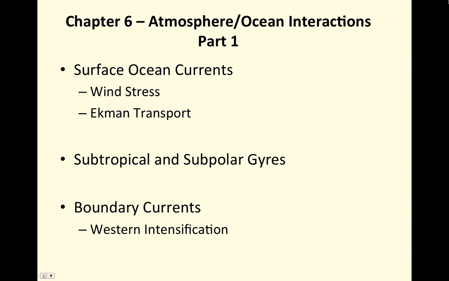Chapter 6, Atmosphere and Ocean Interactions, Part 1. First, we'll start by looking at surface ocean currents, how they're driven by wind stress, something called Ekman transport. Then we'll look at subtropical and subpolar gyres. And finally, we'll look at boundary currents, what are called western and eastern boundary currents, and a thing called western intensification, which makes the western boundary currents move faster.